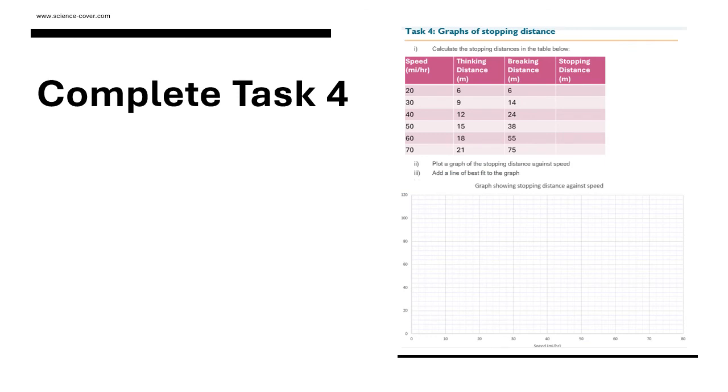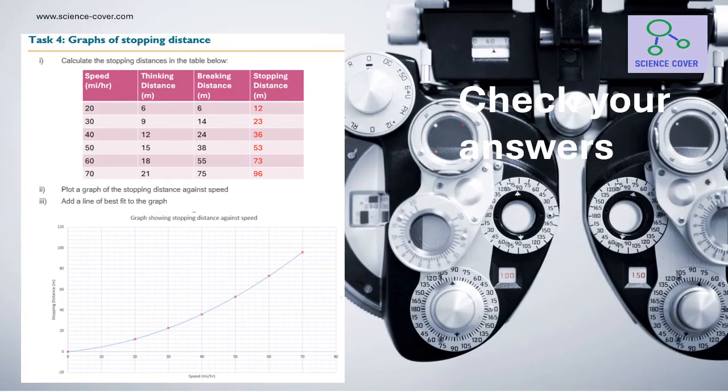Pause the video now and complete task 4. Let's check our answers to task 4. The stopping distances should have been 12 meters, 23 meters, 36 meters, 53 meters, 73 meters, and 96 meters. The plot of the graph and the line of best fit are shown on the screen now.